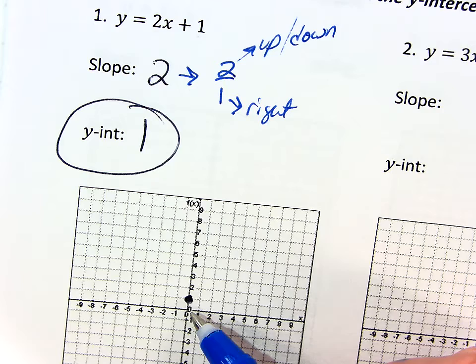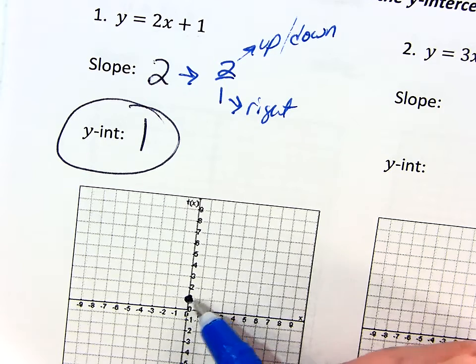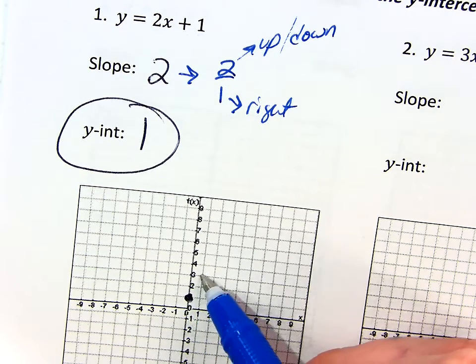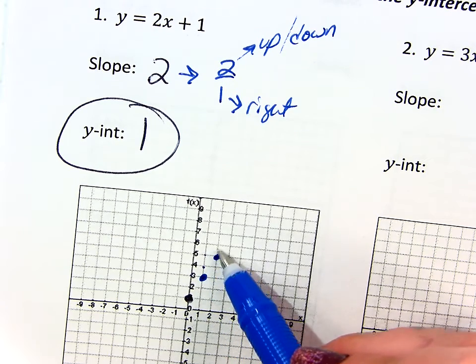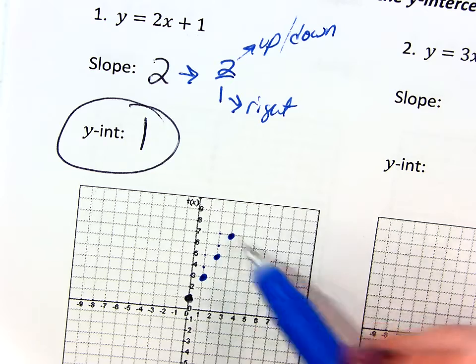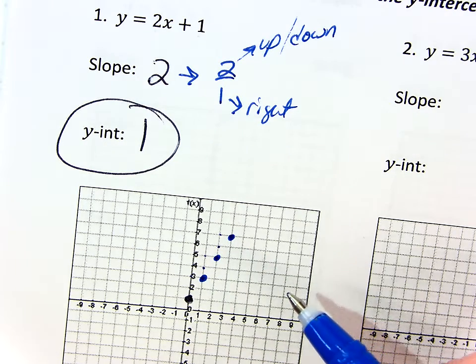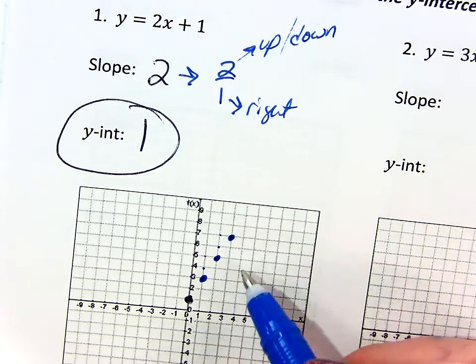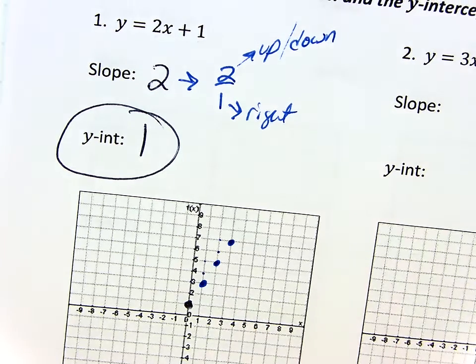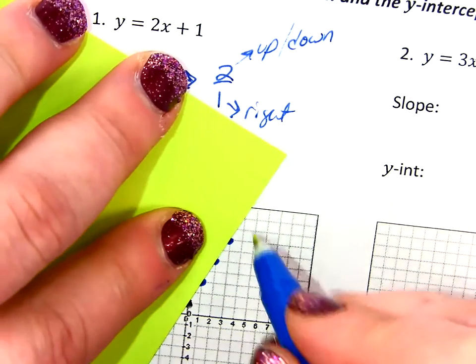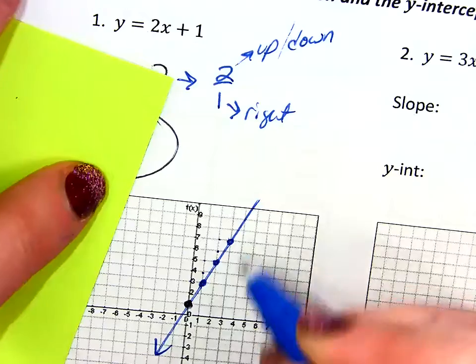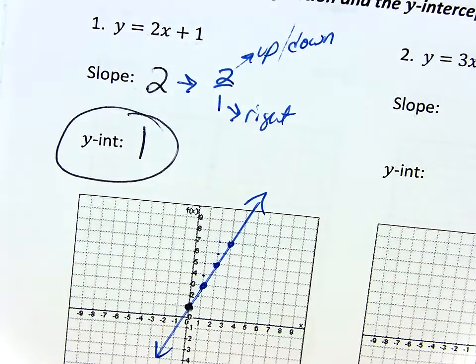So from the point that I just made, I'm going to go up 2 more boxes to the right one. And you can do it again. You can go up 2 more to the right 1 more, up 2 more to the right 1 more if you want. So see how I'm creating this line now? This grid is a little small, sorry, but hopefully you get the idea. And we should be connecting the dots. There is the graph of y equals 2x plus 1.